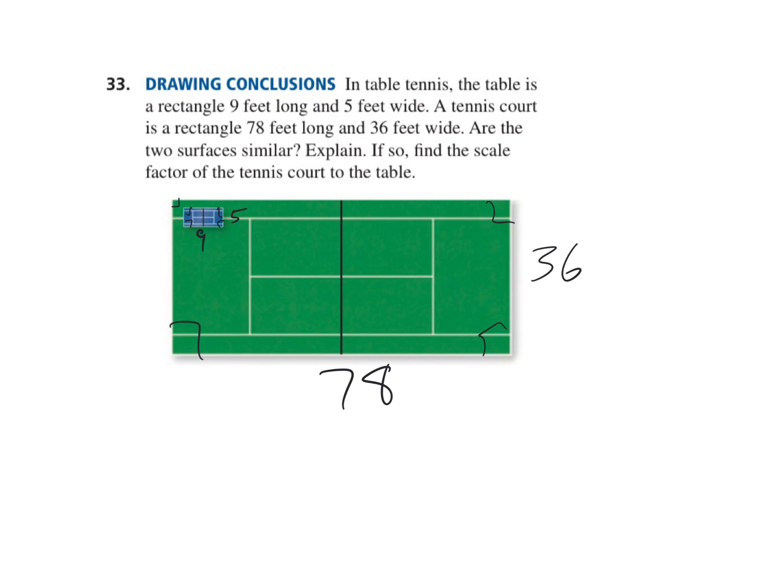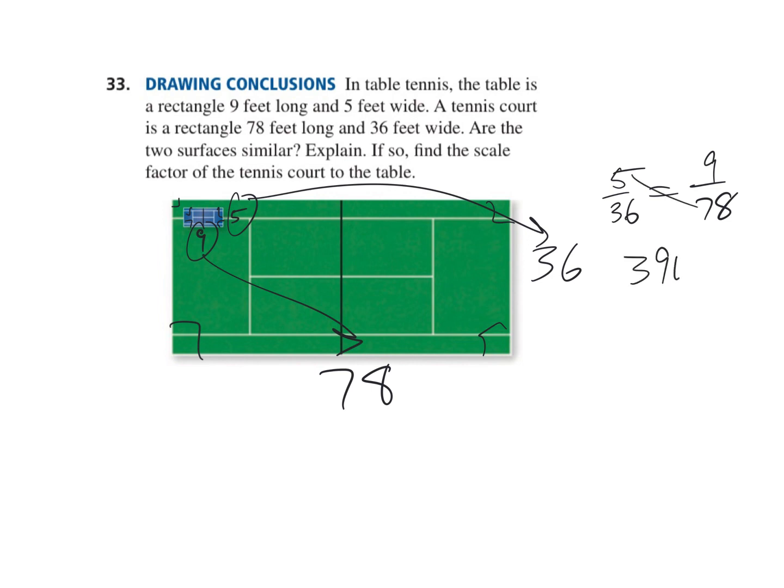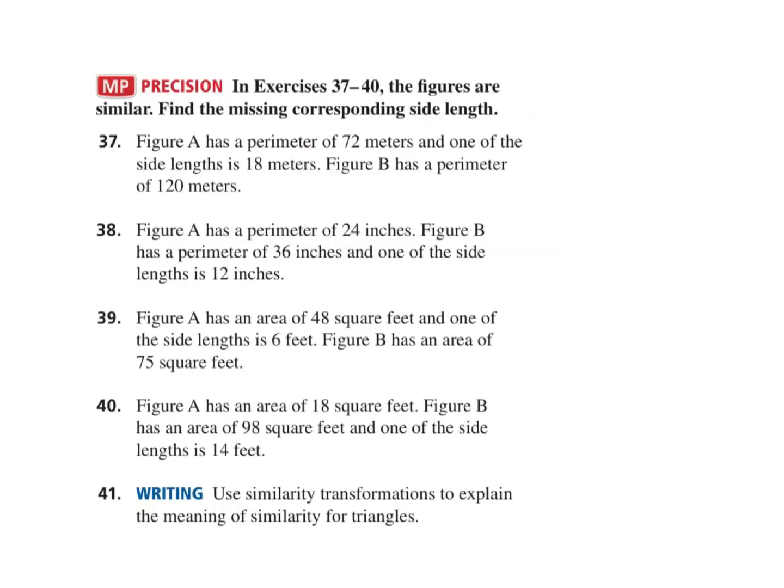So now, let's see if they're similar. We'll set everything up. So width is to width, 5 is to 36, as length is to length, 9 is to 78. So cross multiply. 5 times 78 is 390. We already know the angles are correct, and 9 times 36 is 324. So the answer is no. They're not similar.